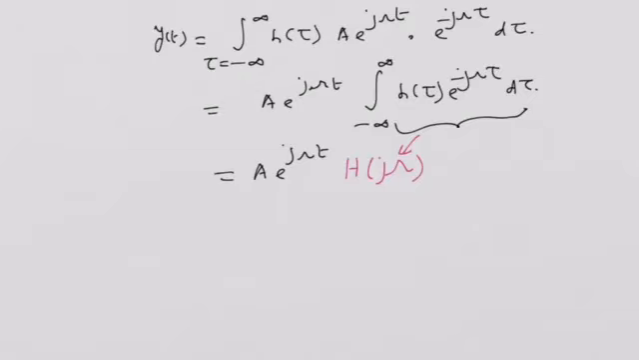By the definition of the Fourier transform, y of t is equal to, most surprisingly, x of t multiplied by h of j omega.